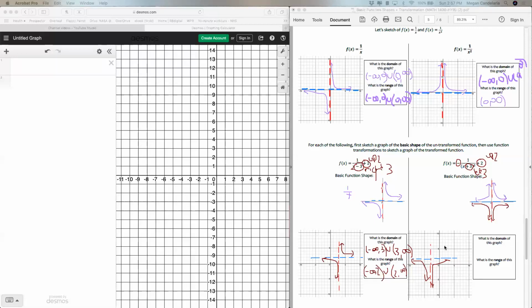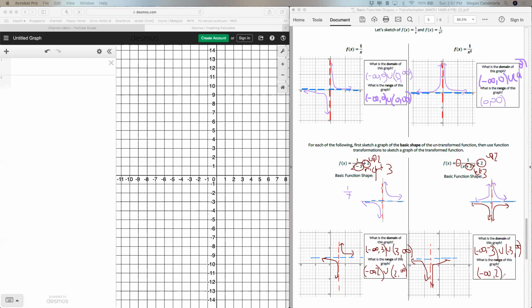Let's think about our domain. Our domain is going to be everything except this vertical asymptote, or everything except -3. How do we say everything except -3? Well, -∞ to -3, not including -3, union, mathematical "and", with -3 to infinity. So there's our domain. Now our range. Looking at our range, it's everything below our horizontal asymptote, or everything below 2. How do we say everything less than 2? Well, everything less than 2 is -∞ to 2.